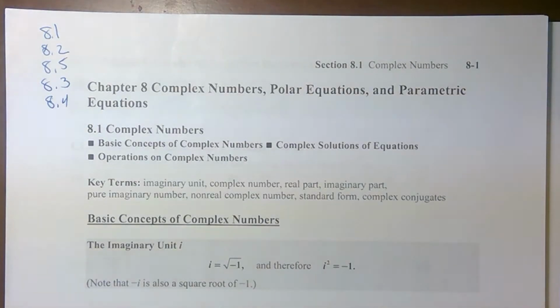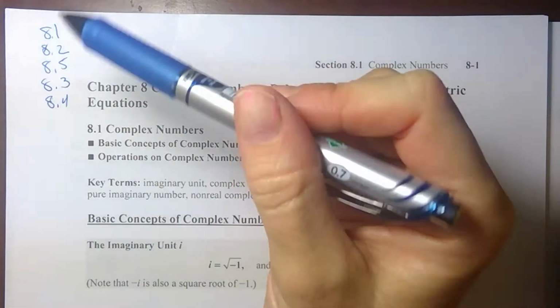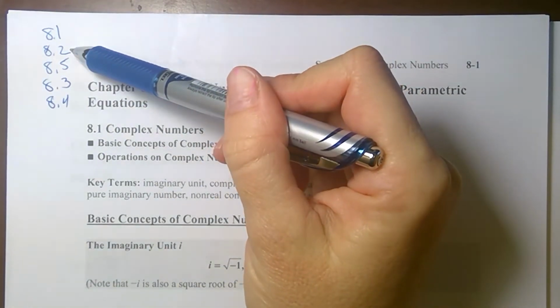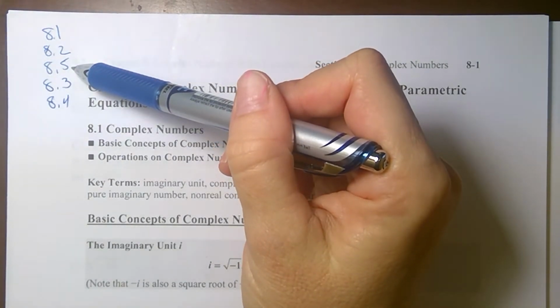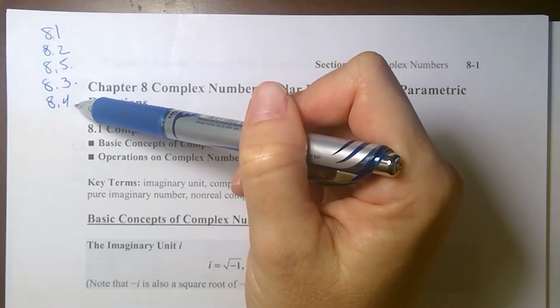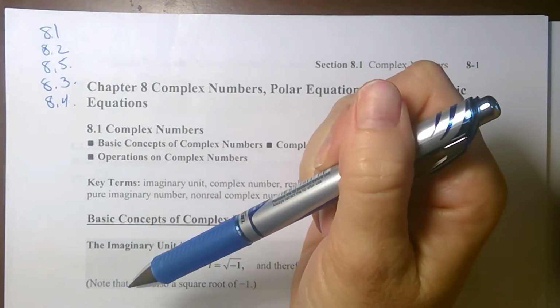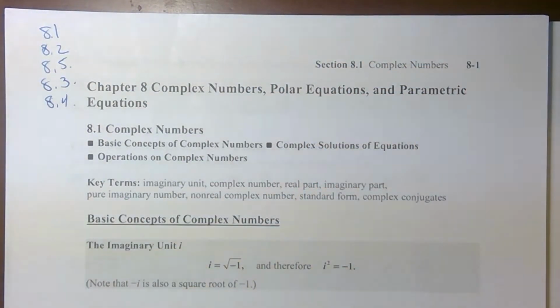In Chapter 8, we start talking about complex numbers and polars. We're going to take Chapter 8 out of order. I've written the order over here. We'll do 8.1 and 8.2 just like you would expect, but then we're going to jump to 8.5, do 8.3, and save 8.4 for last. Just so you kind of know, if I have things out of order, they were intentionally out of order.